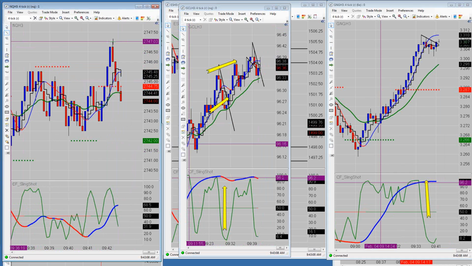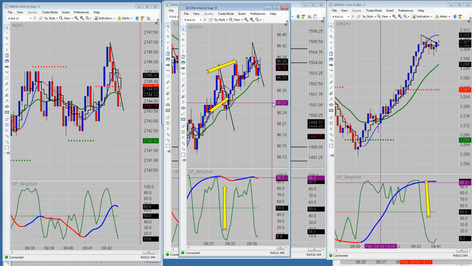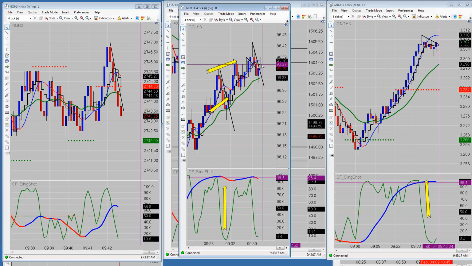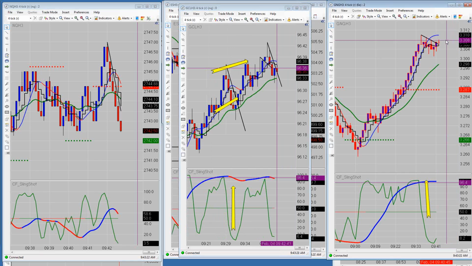I got to check the news events. I don't think we have any news events scheduled for today. Nope, we don't have anything of any impact going on. Okay, that's what I thought. All right, so on the crude oil right here, guys, we're looking for an up close above that trend line. We're looking for the same thing over here on the natural gas.